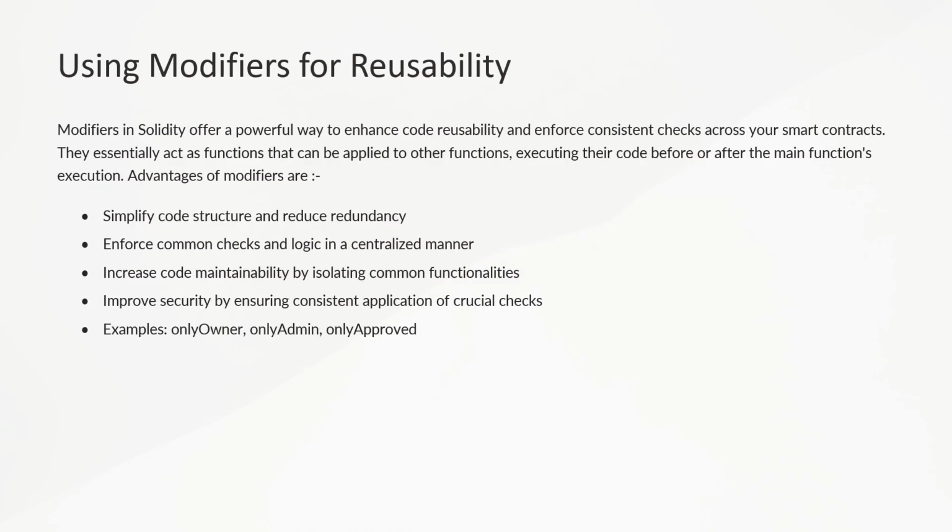Modifiers in Solidity offer a powerful way to enhance code reusability and enforce consistent checks across your smart contract. They essentially act as functions that can be applied to other functions, executing their code before or after the main function's execution.